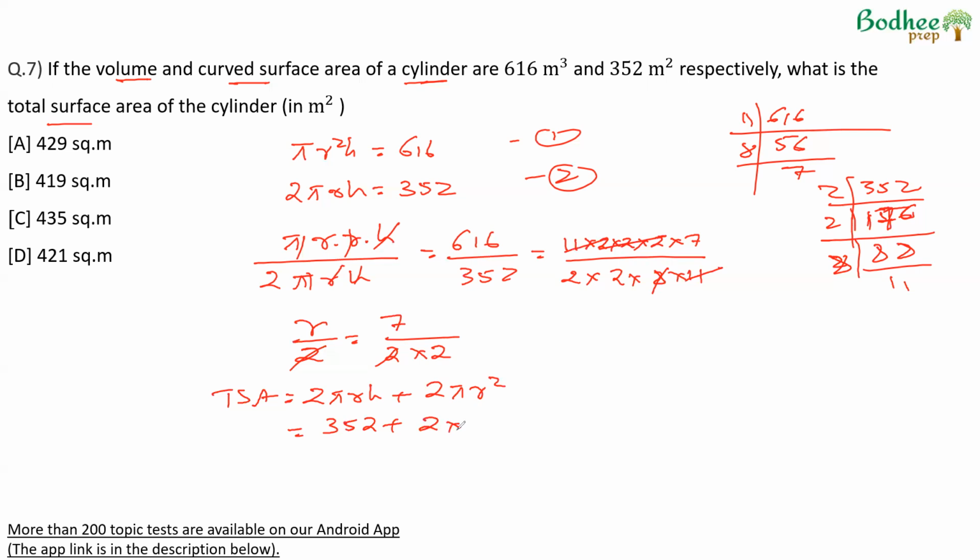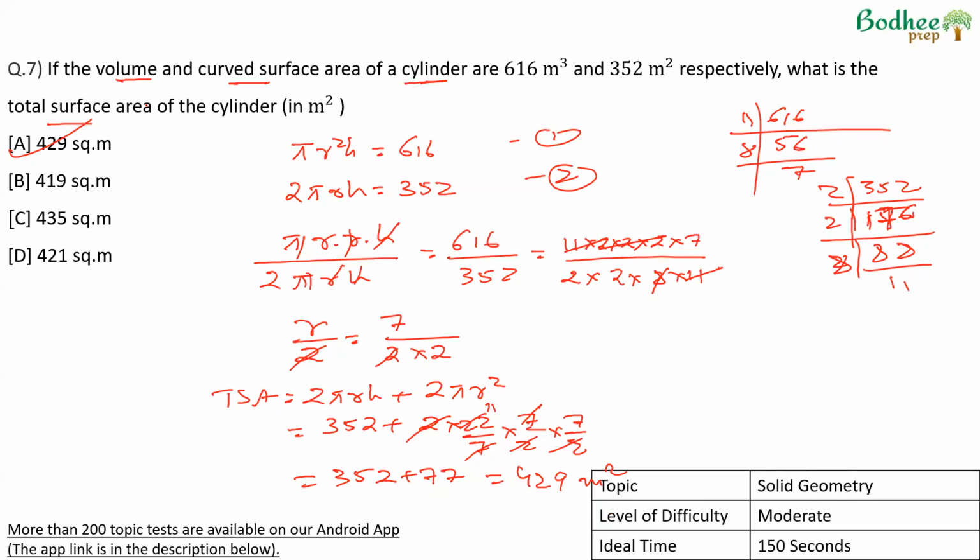2 pi R square will be 2 into 22 by 7 into 7 by 2 into 7 by 2. 7, 7 cancel, 2, 2 cancel, 2, 11. And therefore 352 plus 77, which comes out to 429 meter square. Option A. Again, not very difficult. Only calculation part is there. About 2.5 minutes to solve.